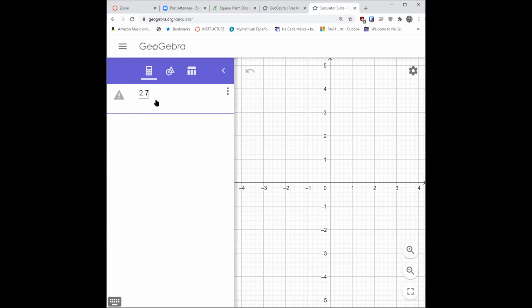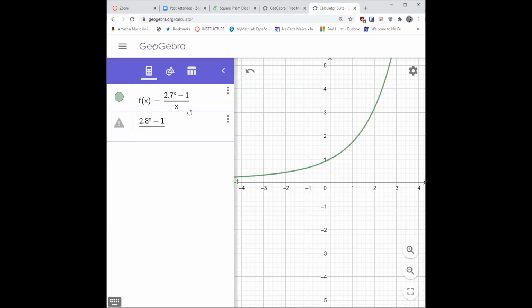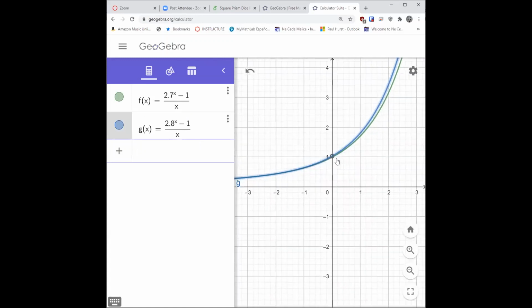So 2.7 to the x minus 1, all over x. Okay, that's the first one, and then 2.8 to the x minus 1, all over x, and that's the second one. Okay, so they're looking for the limit as h approaches 0.